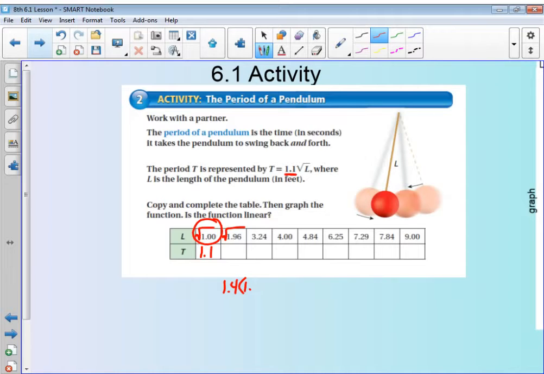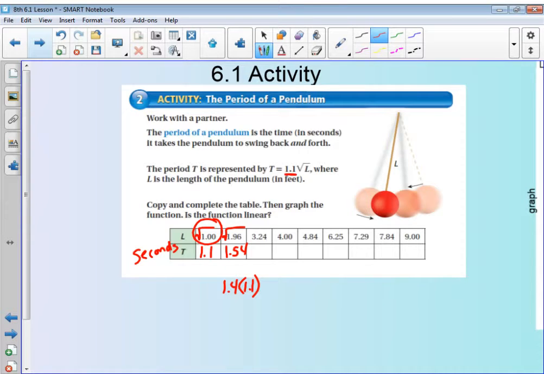And I know that I'm writing this in a separate order because I'm solving my square root first, which is what I need to do. I need to solve that square root first before I take it times the 1.1. Okay, so now when I do that, I get 1.54. And remember, these are times in seconds.